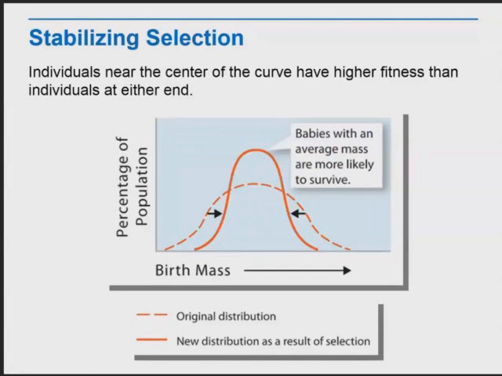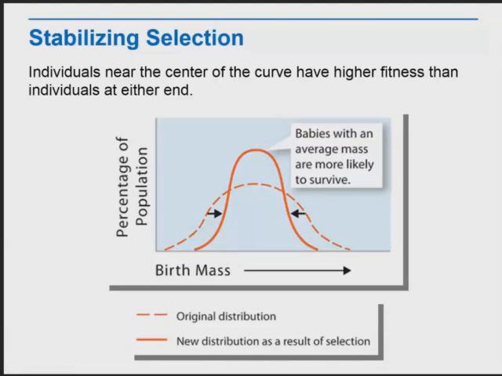If individuals near the center of the curve have higher fitness than individuals at either end, stabilizing selection takes place. The center of the curve remains at its current position, but it narrows the curve overall. Birth weight among human infants is a trait related to fitness. Very small babies are less likely to be healthy and are thus less likely to survive. Extremely large babies are more likely to experience difficulty being born. The fitness of smaller or larger babies is therefore lower than that of an average-sized baby. As a result, human birth weight is under the influence of stabilizing selection.